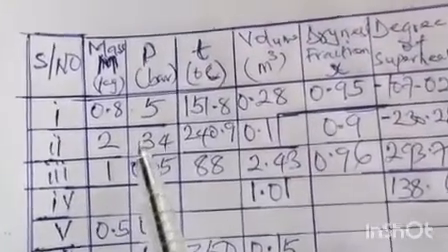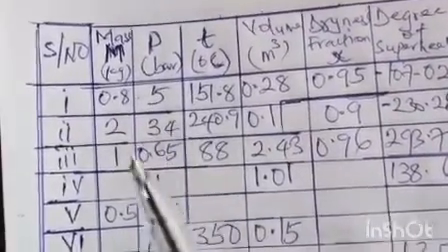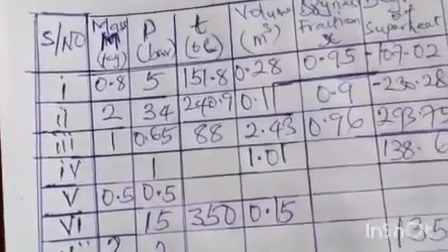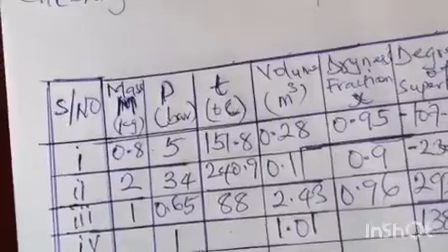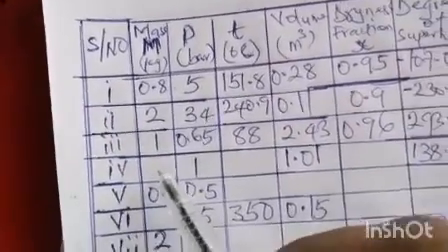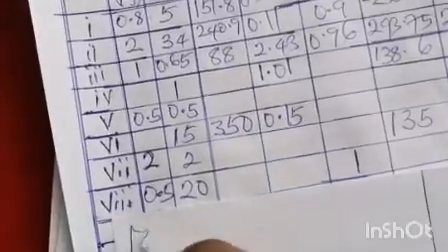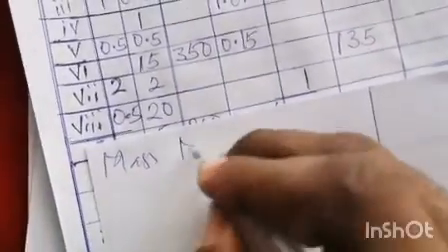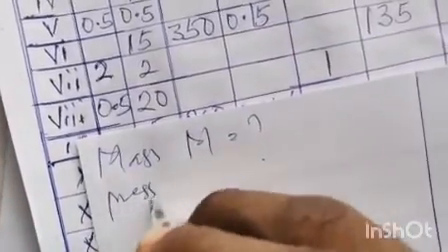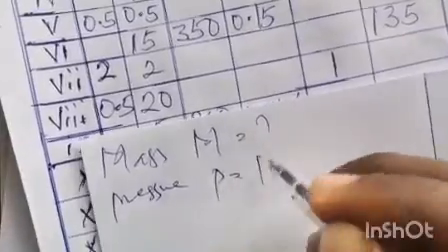Okay, so in the previous video, we were able to fill up the first three rows. So we're at the fourth row now. In this row, we weren't given mass. Mass is unknown, so the row is empty. We were given pressure to be 1 bar. Pressure P equals 1 bar.